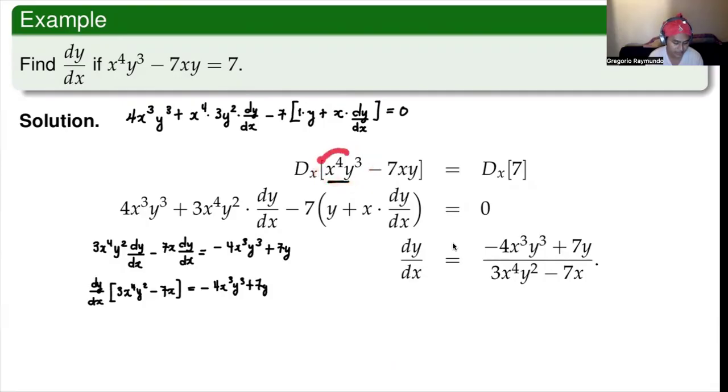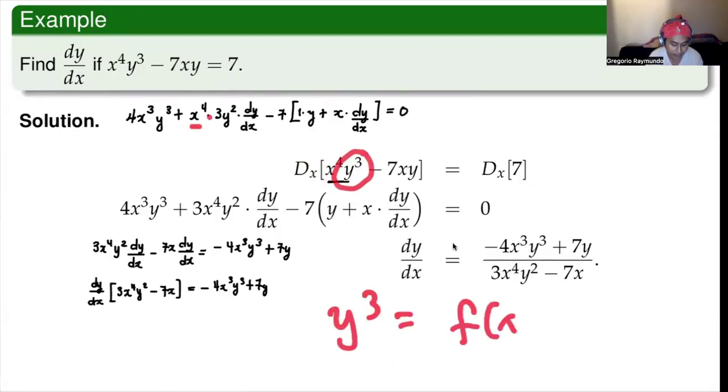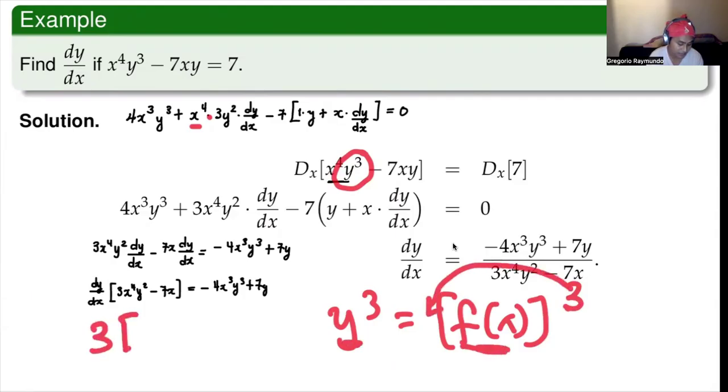So, product rule, derivative ng first factor, that would be 4x cubed times y cubed, copy the, what do you call this one? Second factor, plus x to the power 4, okay? Copy the first factor times, ano derivative ng y cubed? So, yung y cubed dyan, equal yan sa f of x to the power 3. Okay? So, kumbaga, implied function siya. So, mapabalan 3. 3 times f of x squared.